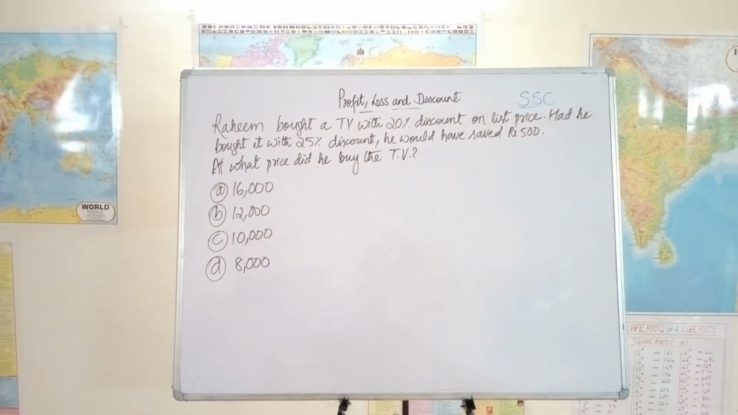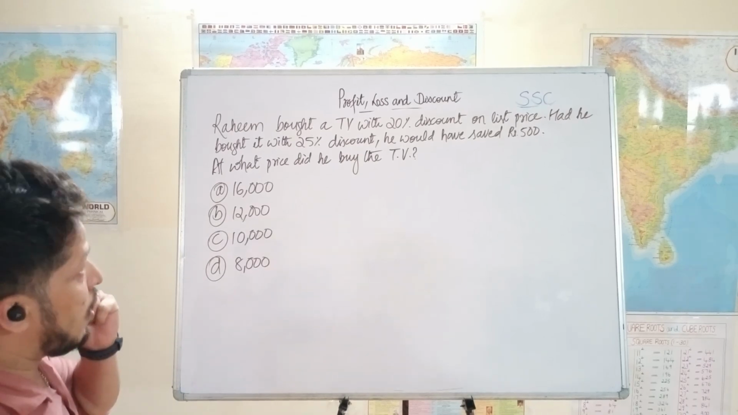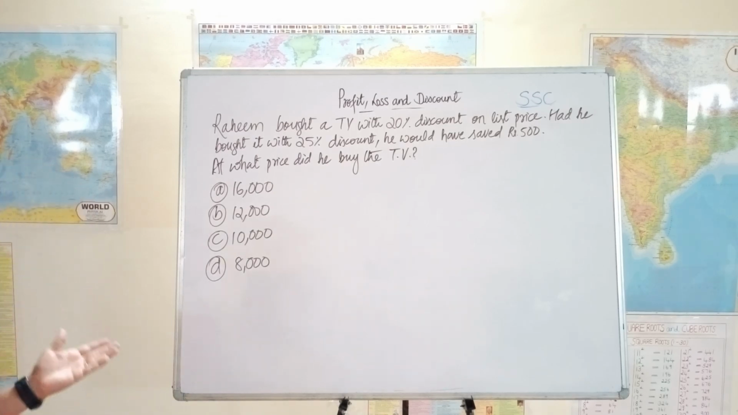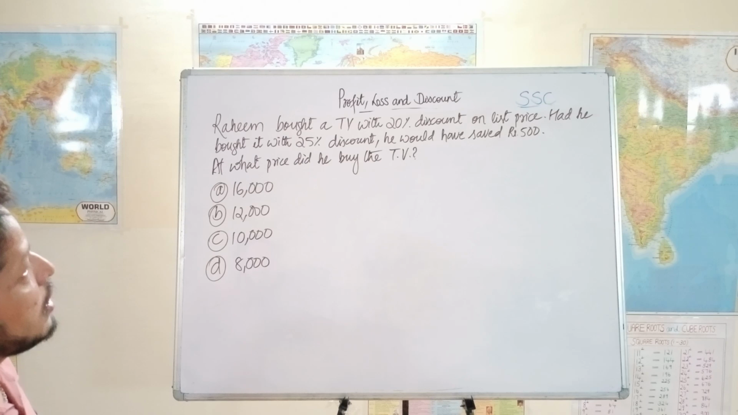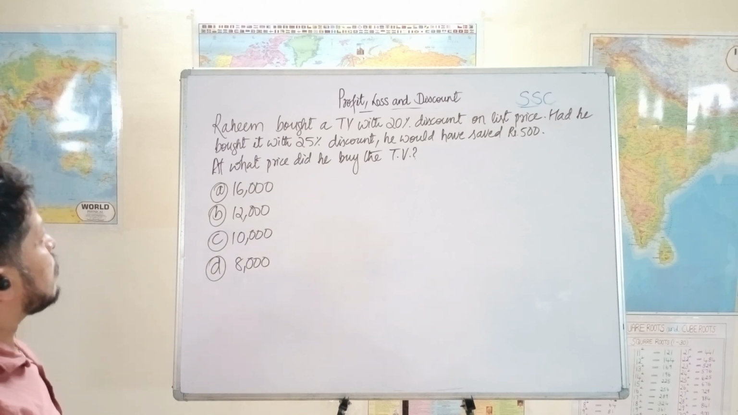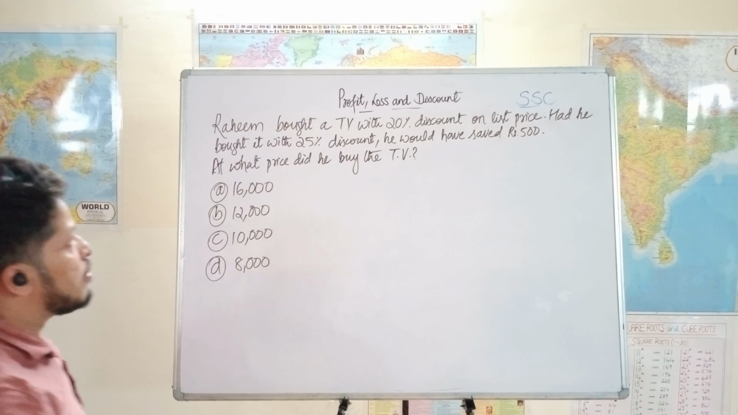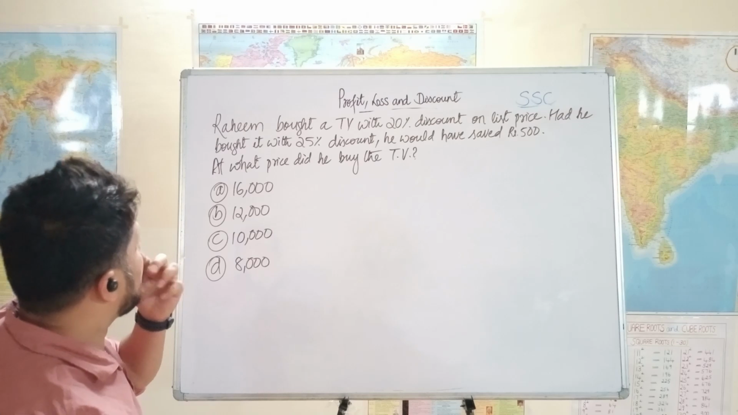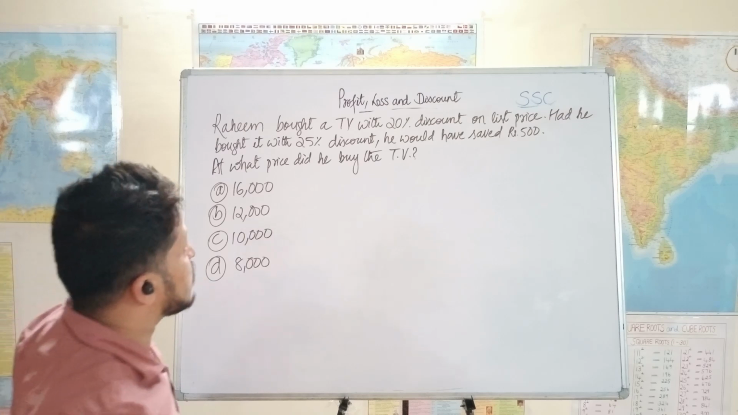Okay, this is the SSC question here. Rahim bought a TV with 20% discount on the listed price. Had he bought it with 25% discount, he would have saved 500. At what price did he buy the TV?